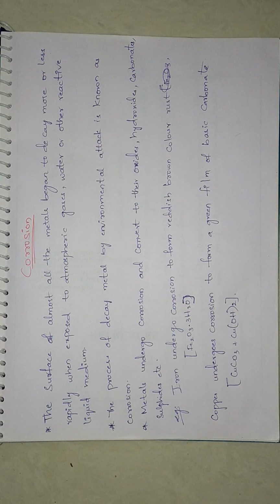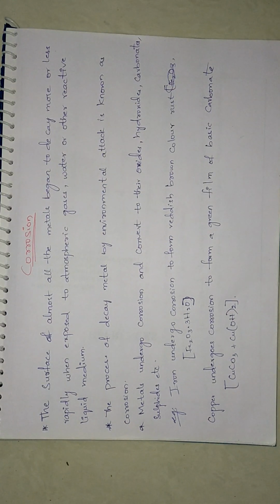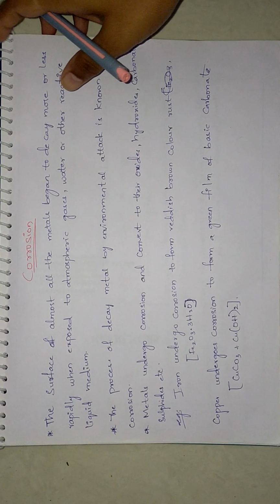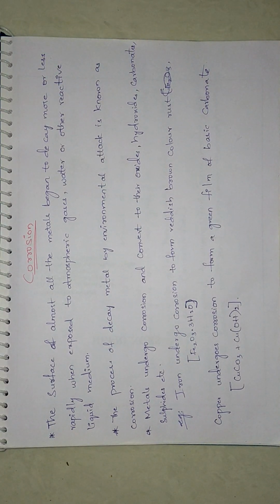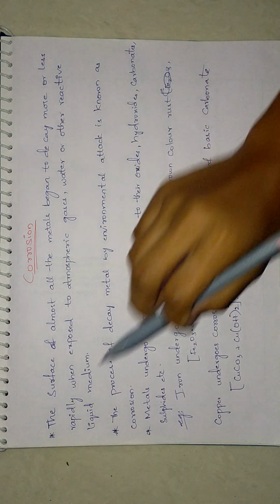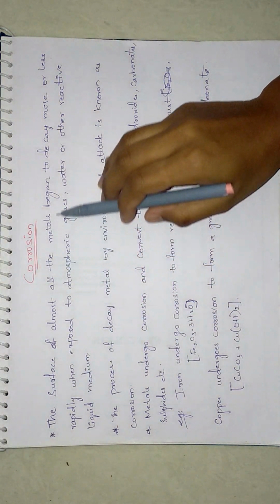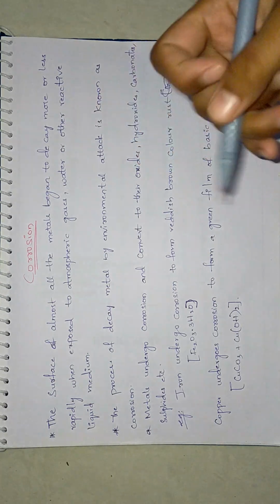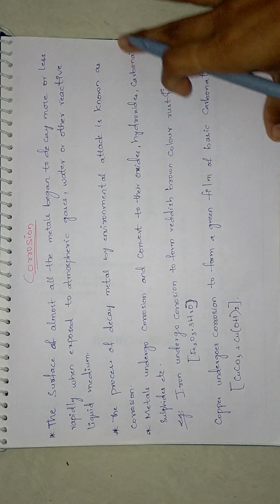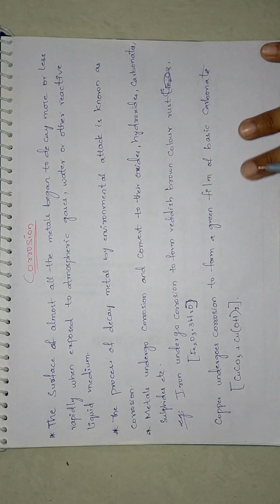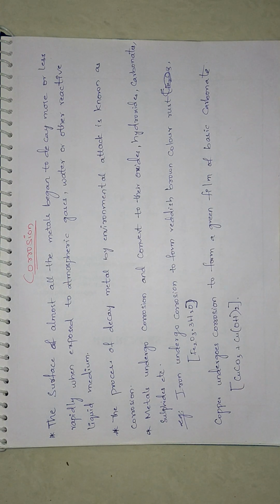That means the actual layer or the actual composition of the metal is worn away. That means it is gone. Because of corrosion, the metal will lose all its properties and eventually break down. The surface of almost all metals begins to decay, that means they begin to wear away. That depends upon the type of metal and the conditions in which the metal exists.